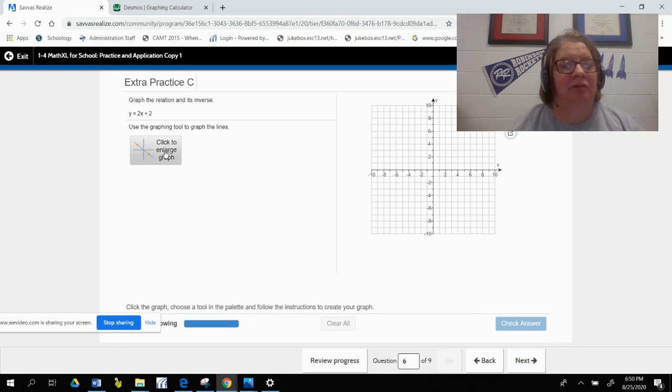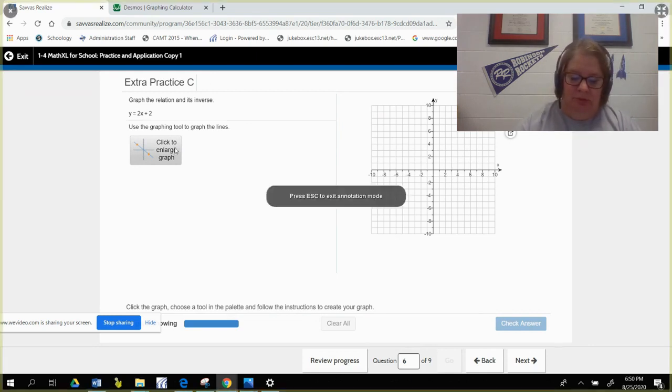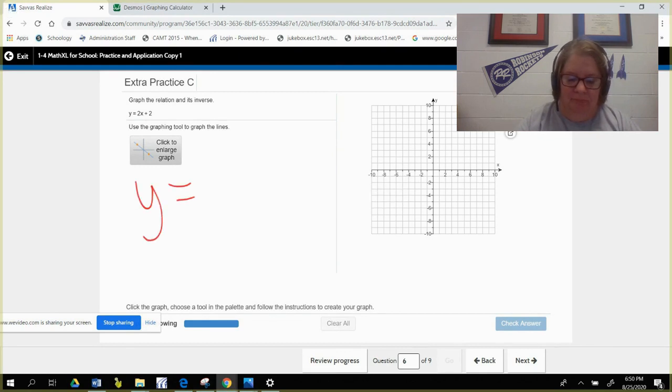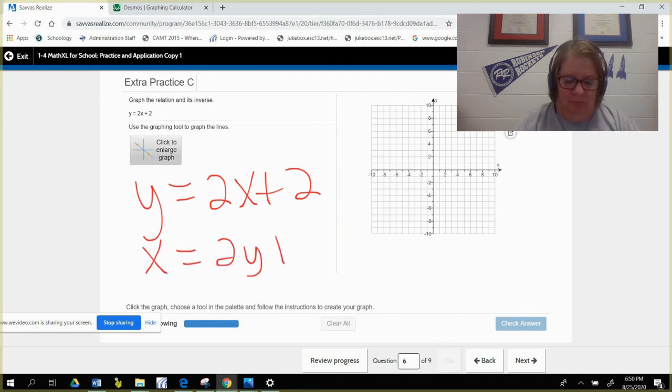Graph the relation and its inverse. Okay, notice how many functions are we going to have on there? How many things are we going to have? Graph the relation, that's 1, and its inverse, that's 2. All right, let's find out what the inverse is. 2x plus 2 is the original. To find the inverse, switch and solve. Solve, get the y by itself, subtract the 2.